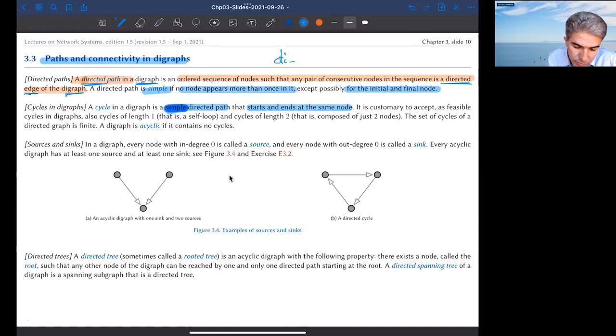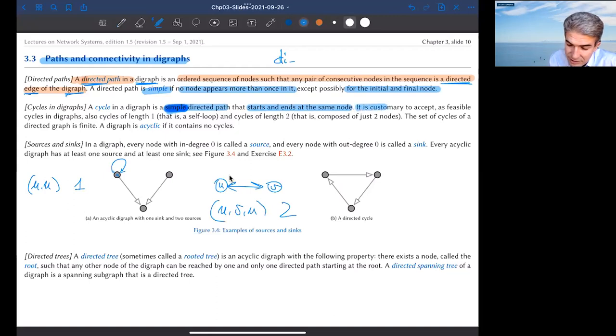Now, here comes the kicker. In a digraph, let's suppose this is the node number U. So U has a self loop, and it's a cycle of length 1. Also entirely possible, let's imagine that I have this graph, U, V, then U, V, U is a cycle of length 2. So in directed graph theory, it is customary to accept as feasible cycles in a digraph also cycles of length 1, which are self loops, or cycles of length 2, which are composed of just 2 nodes, like here, UV, VU. In any case, and that was also true for undirected graphs, I didn't say it, but it was true, the set of simple cycles in a directed graph is finite. There are only so many possible cycles if you don't allow repetition of nodes.